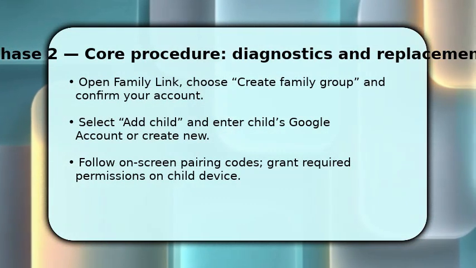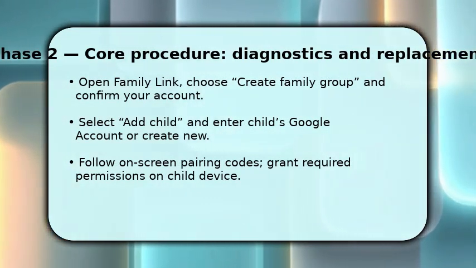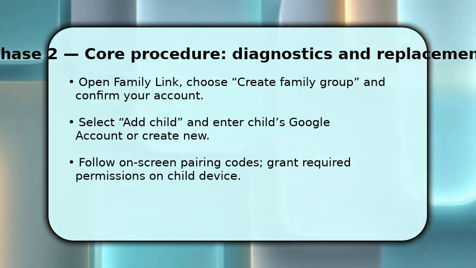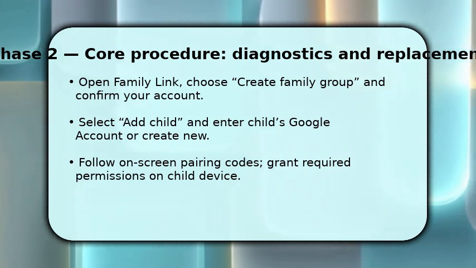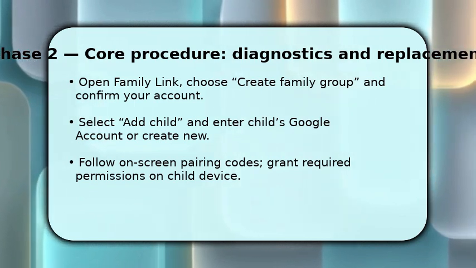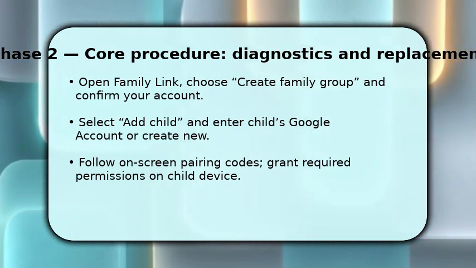Now you create the family group and add the child account. This configures supervision. In the Family Link app, tap Create Family Group and confirm the parent account. Google will show a brief overview of permissions. Then choose Add Child. Either sign in with an existing child account or create a new one. Follow prompts to enter name, birth date, and password.